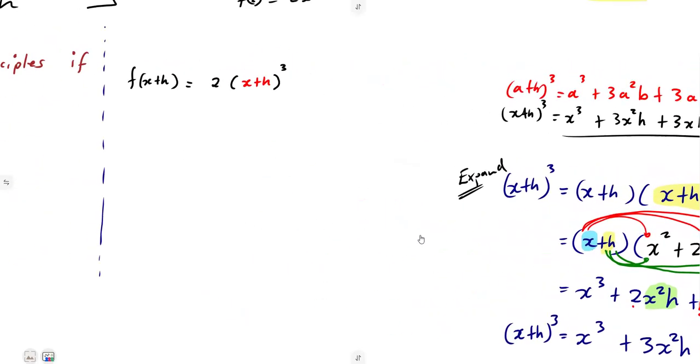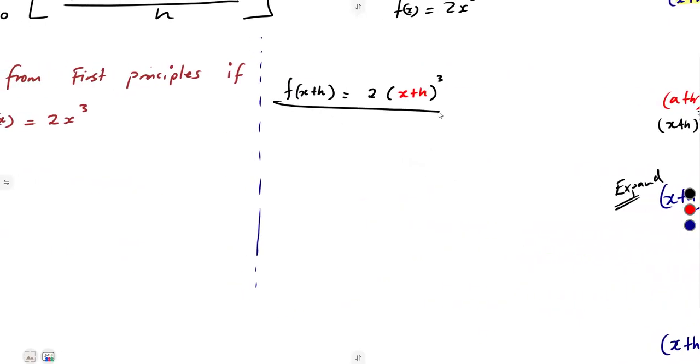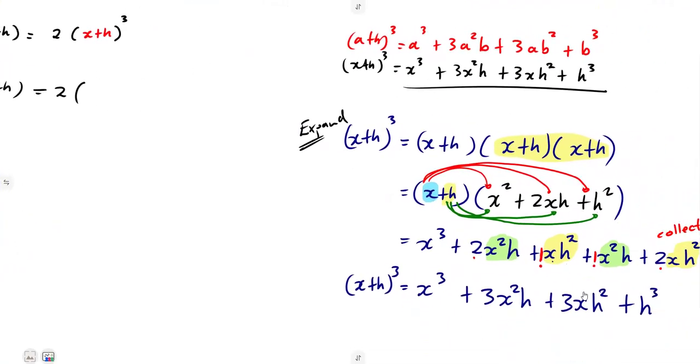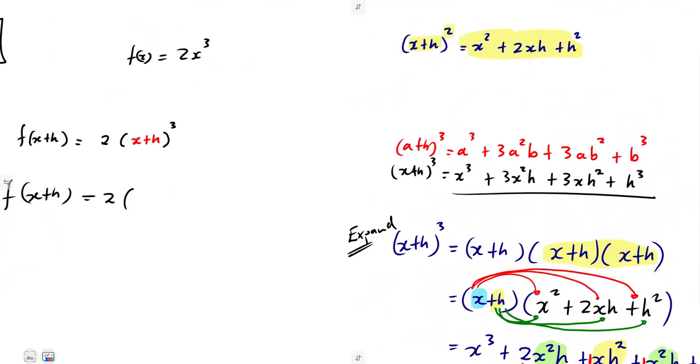Let us take this one to our expansion of f of x plus h. So it's going to be 2 multiplying this bracket raised to the exponent of 3. So the 2 is going to multiply the answer that we obtained from the expansion of this. Remember, guys, when we expanded, this is what we got, or any of this is just one and the same answer. So put it this way. Here, so it's x cubed plus 3x squared h plus 3x h squared plus h cubed. So this is it. So that is the idea.